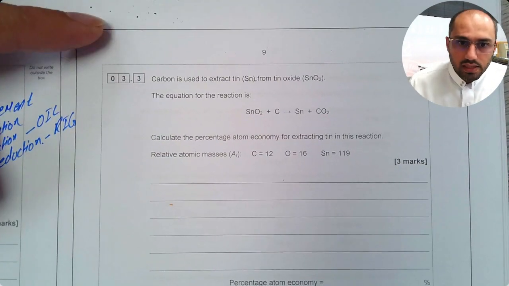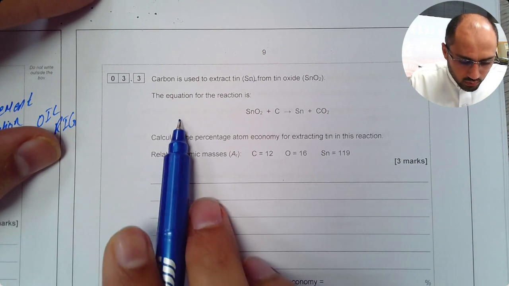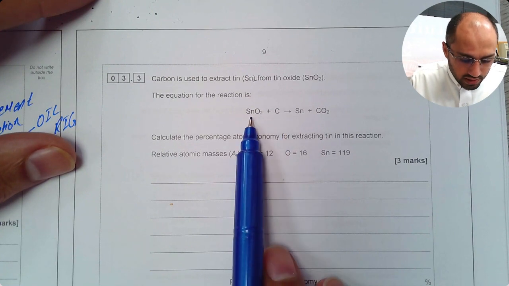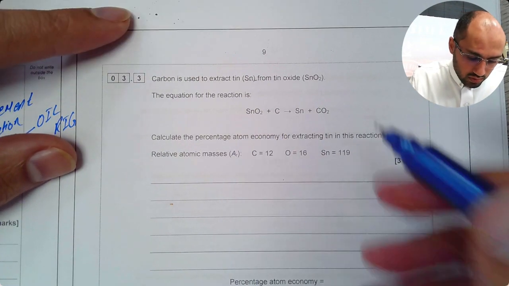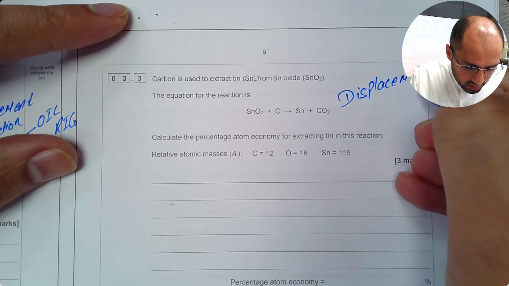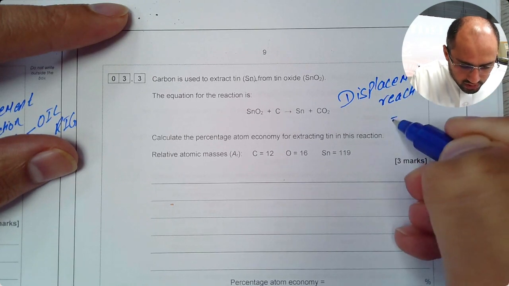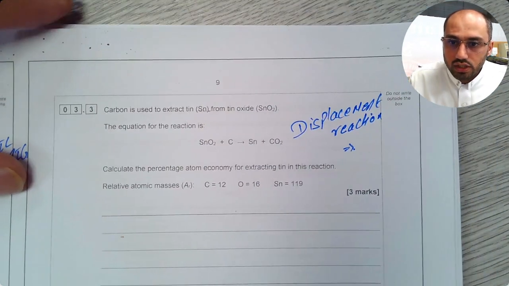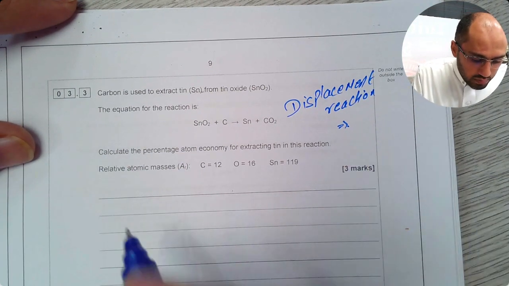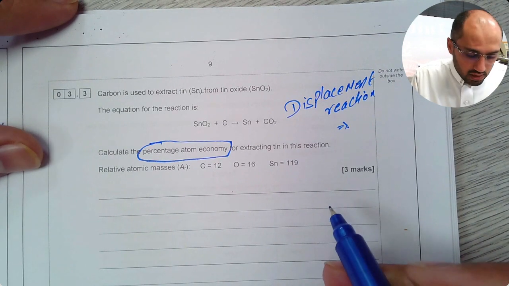Next part says carbon is used to extract tin from tin oxide. The equation for the reaction is shown. Again, you can see here carbon has replaced Sn from its oxide. So this is again an example of displacement reaction. And just like on the last question, I reminded you oxidation and reduction will take place. It says calculate the percentage atom economy.